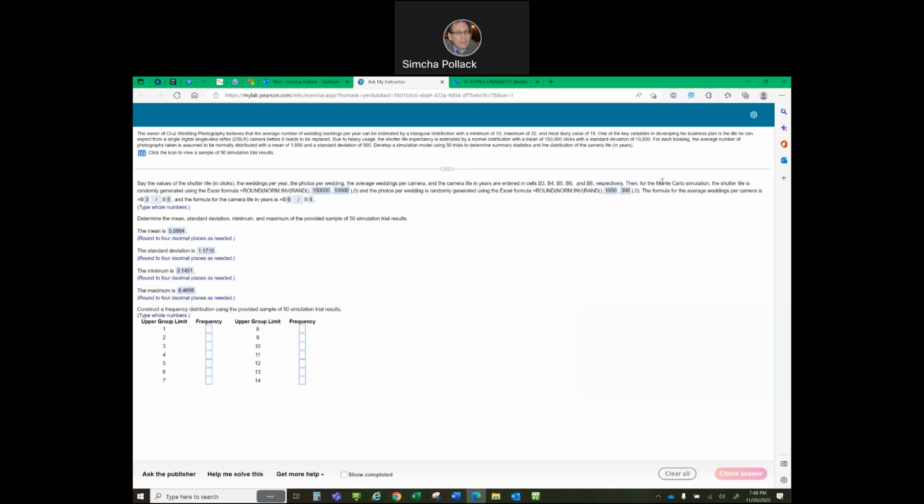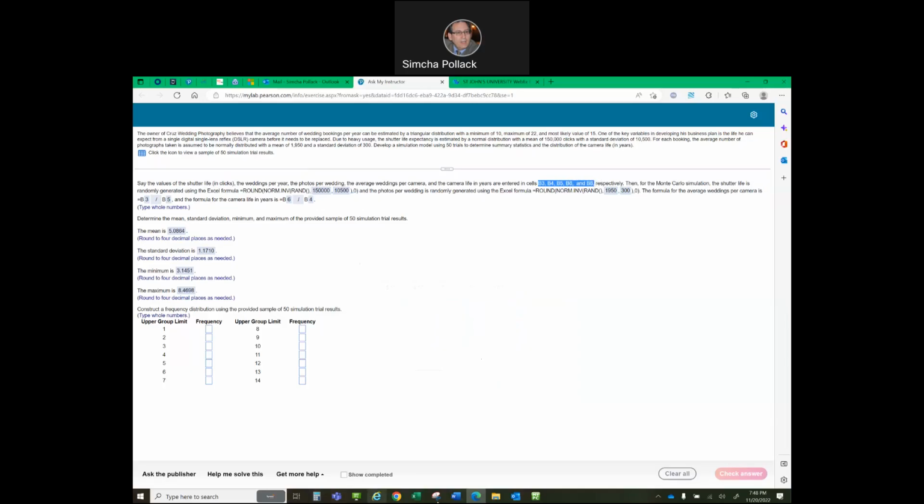So the book helps you organize it by saying that there are 5 relevant variables: the shuttle life, how many clicks you can have; secondly, how many weddings per year; and how many photos per wedding. The average weddings per camera is really an outcome. We're going to try to calculate that, and that also is going to determine how many years we're going to be using a camera. So these are going to be put into cells B3, B4, B5, B6, and B8.